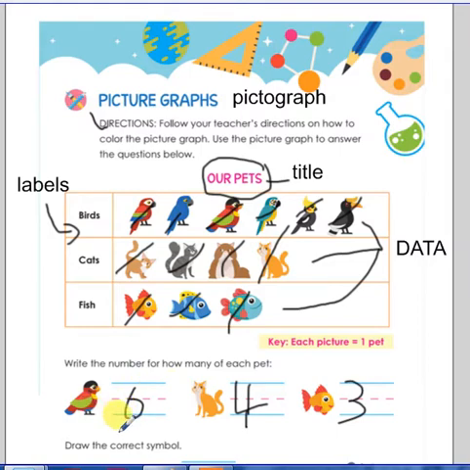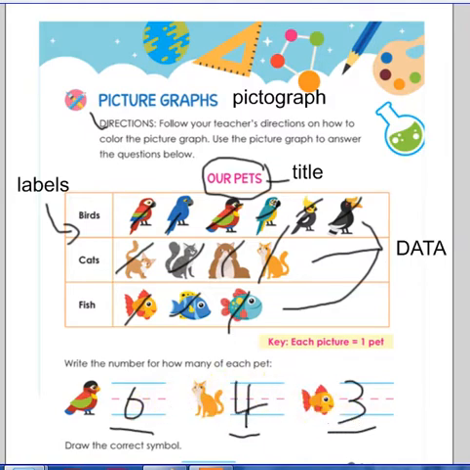So the number of birds is bigger than or smaller than the number of cats? The number of birds is bigger than the number of cats, right? The number of fish is smaller than the number of cats. If I see the smaller number, this is called the smallest number. And the bigger number is called the biggest number. The biggest number is 6. The smallest number is 3. But the medium number is 4. The meaning of medium is between the bigger number and the smaller number.